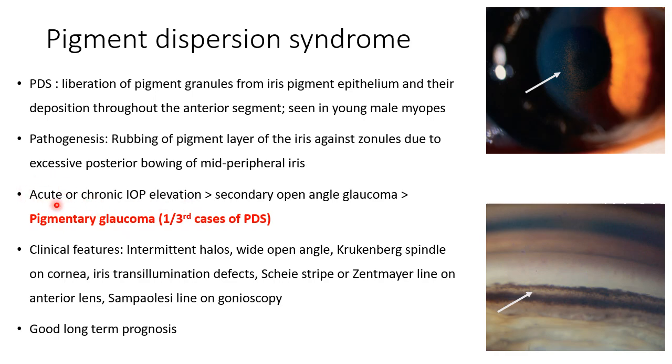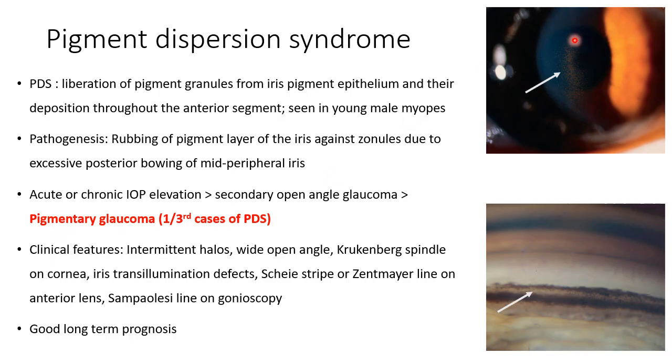In acute elevation of IOP, the patient usually presents post heavy exercise. A young male myope post heavy exercise comes with acute IOP elevation, colored halos, corneal edema, right? That could be one of the presentations. So that is acute pigment dispersion syndrome. Sometimes because of such repeated episodes, a chronic IOP elevation may also happen. Then it is known as secondary open angle glaucoma when the associated optic disc changes are also there. Pigmentary glaucoma is the other name for it, and it is seen in one-third of cases of pigment dispersion syndrome.